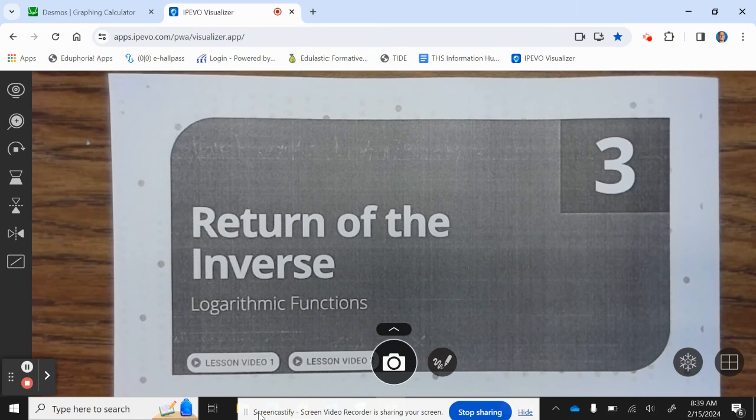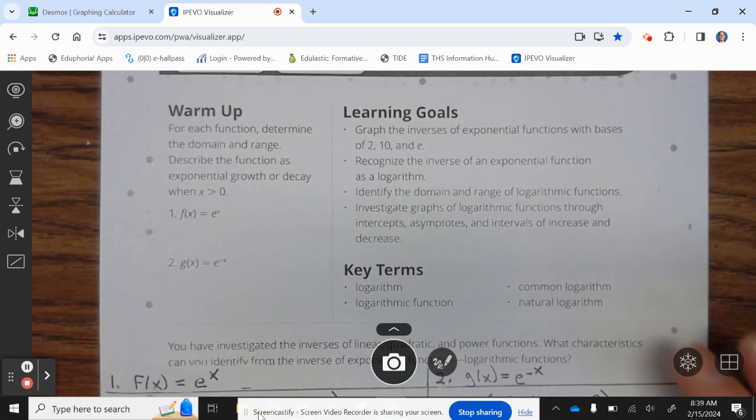Return of the inverse. Logarithmic functions. Warm up. For each function, determine the domain and range. Describe the function as exponential growth or decay when x is greater than 0.